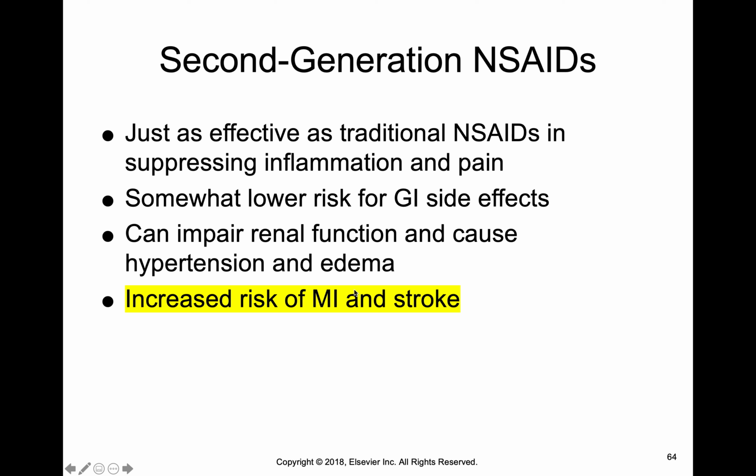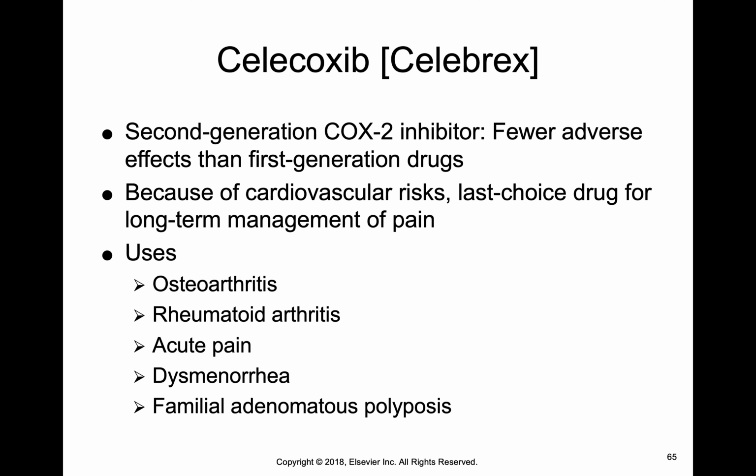Again, very similar to the first generation, but these ones tend to hit COX-2 more, and because of that, these agents have been implicated in a higher risk of MI and stroke. And some of them have actually been pulled off the market because of that. So really, the only COX-2 inhibitor that is available on the market now is celecoxib, which is Celebrex. And I think this was the first one. And so certainly it's still available.